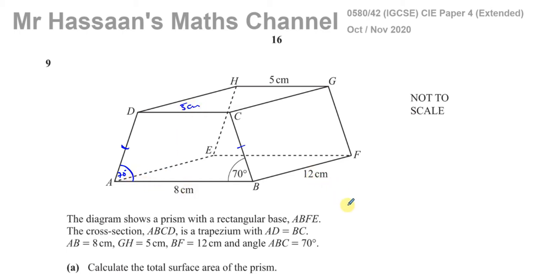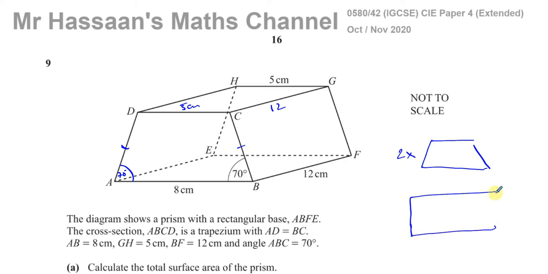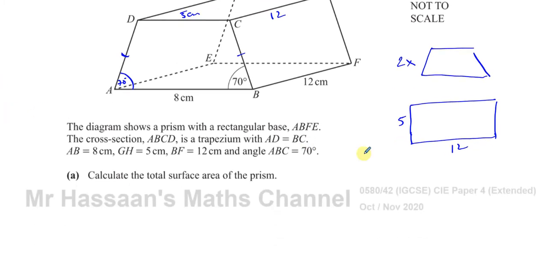Now what we have to do is calculate the total surface area of this prism. Now the prism is made up of basically two trapeziums, which is the front and the back face, and you have 4 rectangles. So you have a rectangle on the top, which is 12 by 5, and the rectangle at the bottom, which is basically 12 by 8.